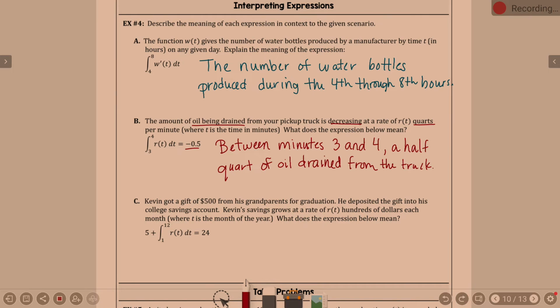Just saying, there's not going to be much oil left in that truck for long. It's going to quickly be gone, especially if you're losing a half quart of oil in 1 minute. There's a puddle under your truck.